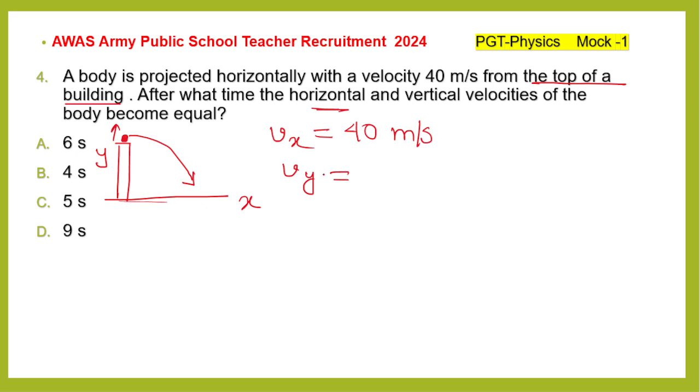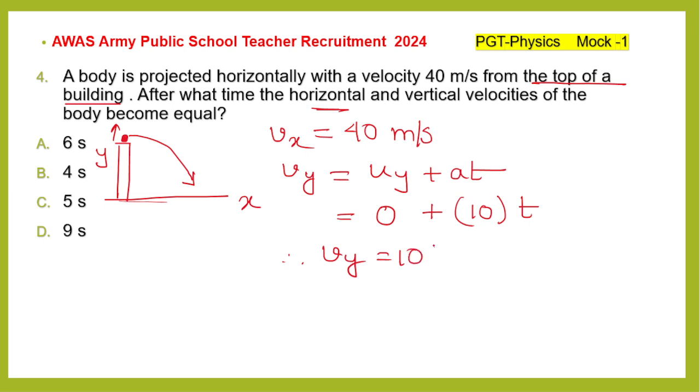So let's find out the final velocity along the y-axis. What is the equation of motion? Vy is equal to uy plus at. Here uy is equal to 0, because the particle is at rest, and a is equal to 10, because the body is projected in the downward direction, into t, where t is the required time. So we can see here Vy is equal to 10t.